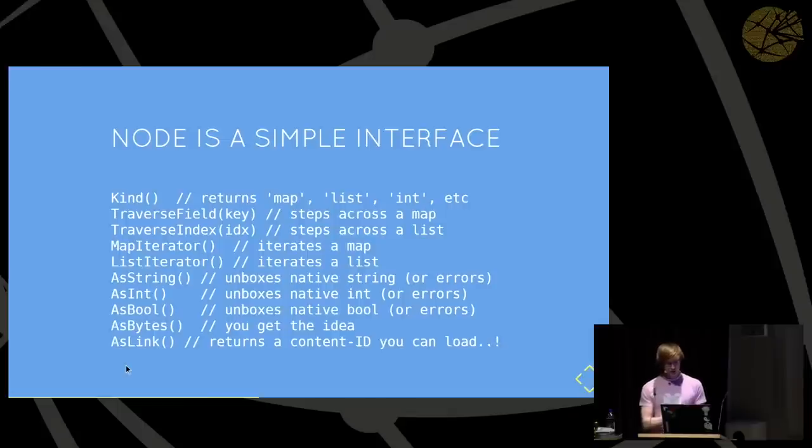The node interface is pretty simple. It's probably also very much what you'd expect if you've looked at the reflect capabilities in most programming languages. There's a method for returning the kind, which gets you one of those members of map, list, and the basics. If it's a map, you can traverse it by field or get a map iterator. If it's a list, you can traverse by index or get a list iterator. If it's one of these other basic kinds like strings and ints, you can just call a function that unboxes that into the native type in whatever language you're working in. Links, the same.